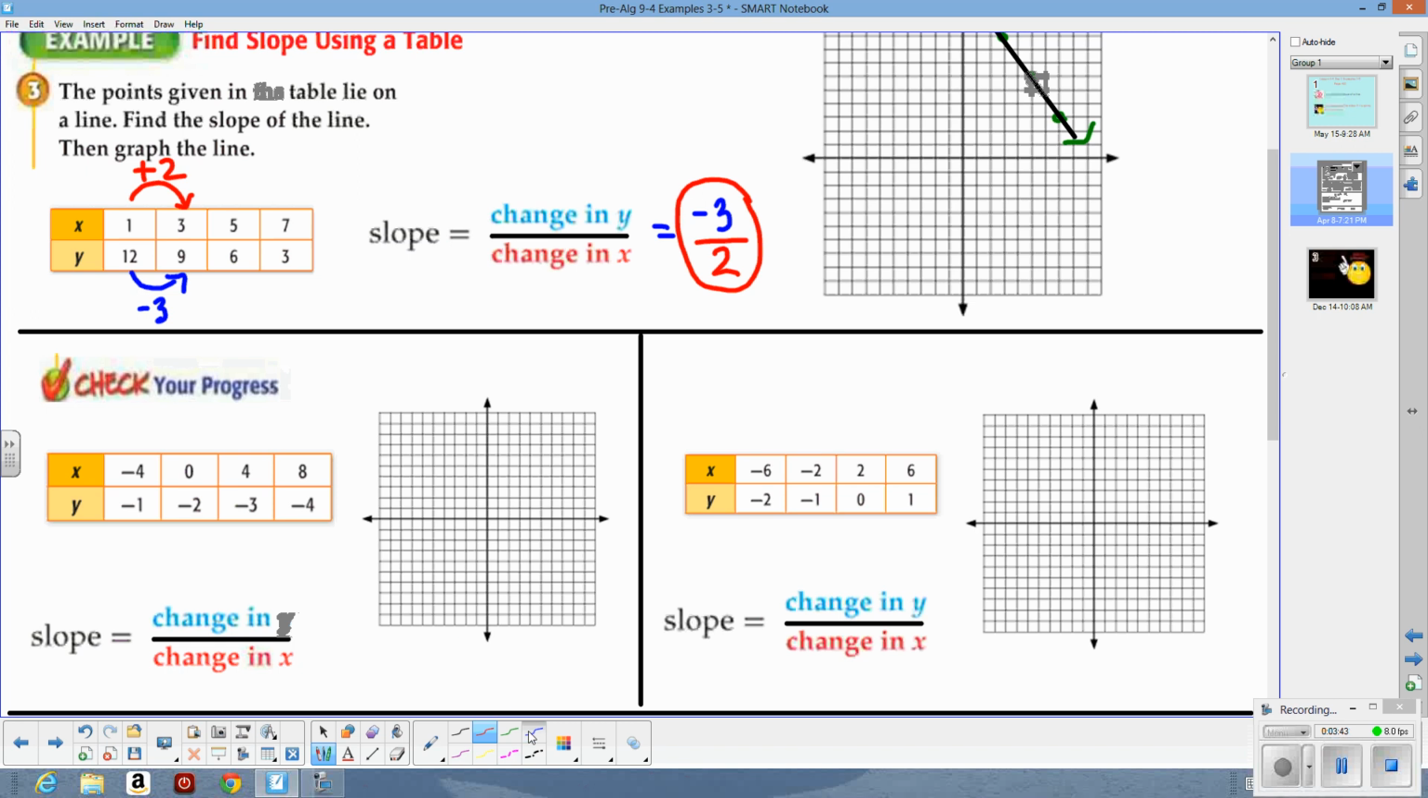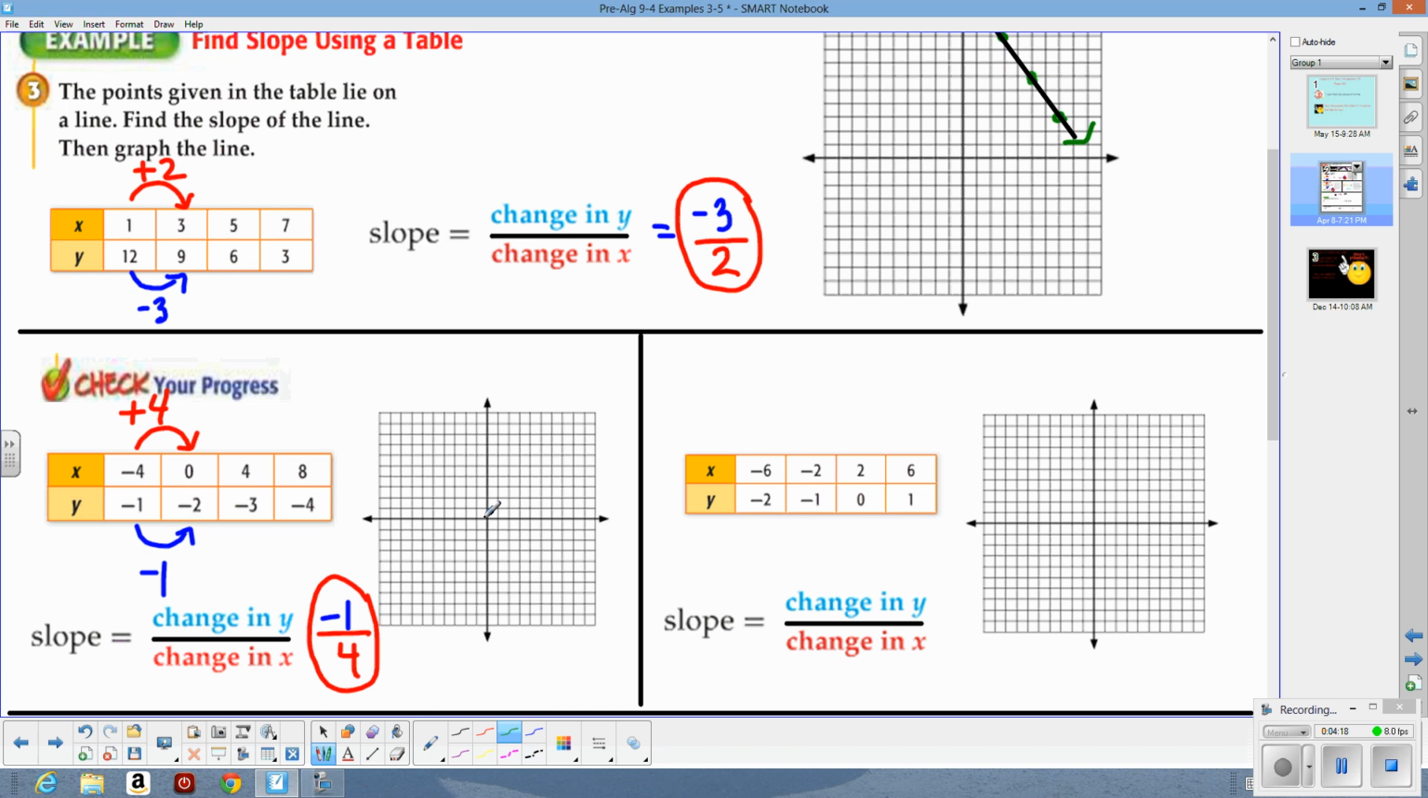We're going to first calculate the change in y. From negative 1 to negative 2, that went down 1. And then from negative 4 to 0, that went up 4. So the change in y was negative 1, and the change in x was positive 4. So the slope is negative 1/4. Again, we should have a line when we go to plot these ordered pairs. It should be a line going downward.